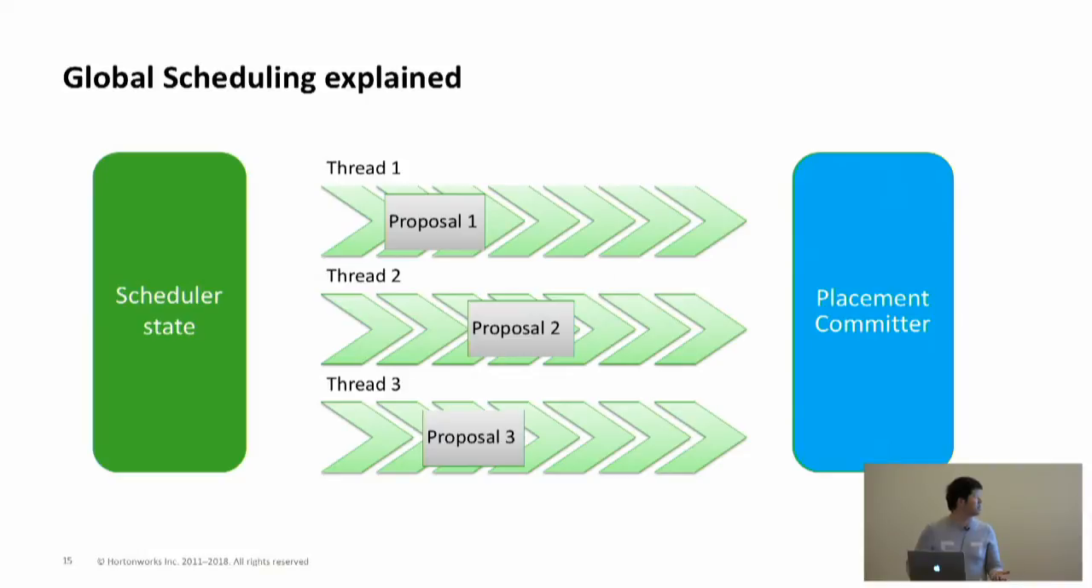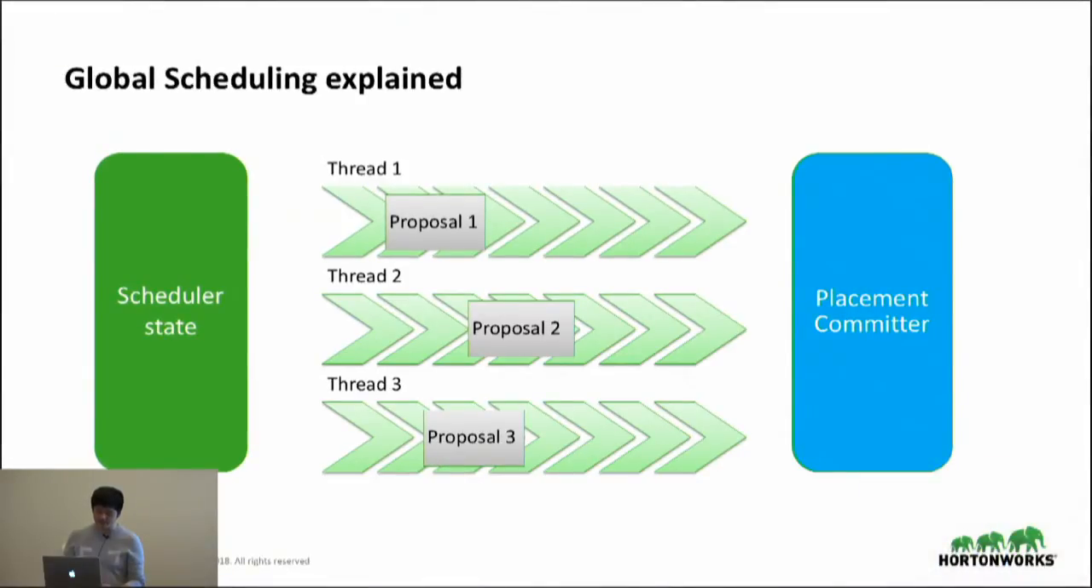So basically, we have this global scheduling, and we have different threads going on, and each thread will have an allocation proposal, and all these threads will look into the schedule state, and they will make their proposal based on the same state. But the good thing is that they do it in parallel. Compared with the old one, where we do it sequentially, one node at a time, we do it in parallel, so we have this amount of threads. We can improve the efficiency when we do the allocation.